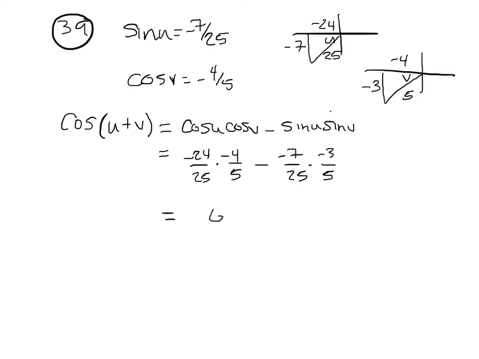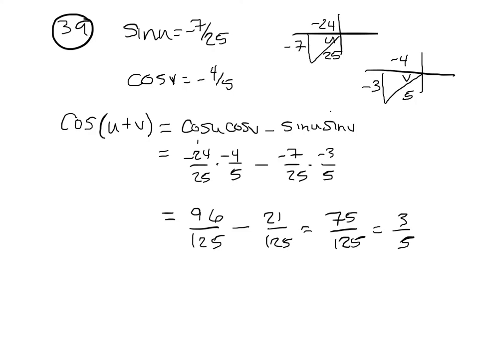And then we have 96 over 125. On the next one, I have negative, negative, negative. That cancels out to be a minus 21 over 125. If we do the actual subtraction, 96 minus 21 is 75 over 125. Then we can reduce that. 25 goes into both of them, and we get 3/5.